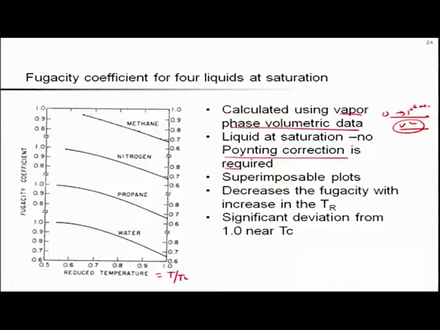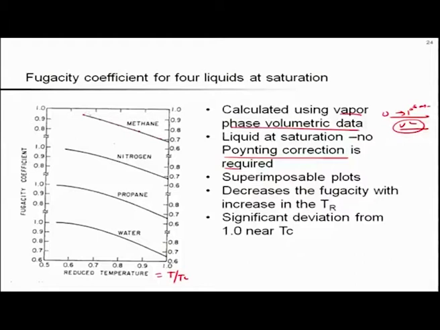Now, if you look at this fugacity coefficient, it is very clear that these are very much alike. That means they are more or less superimposable plots. The important thing is basically the fugacity coefficient decreases with increase in the reduced temperature. That means when the temperature is increasing and approaching its critical point, the fugacity coefficient drops dramatically.